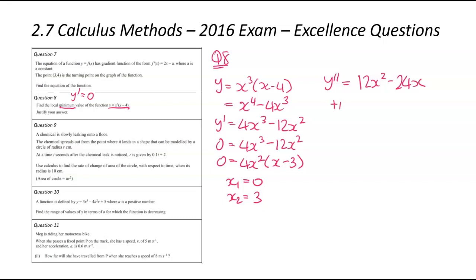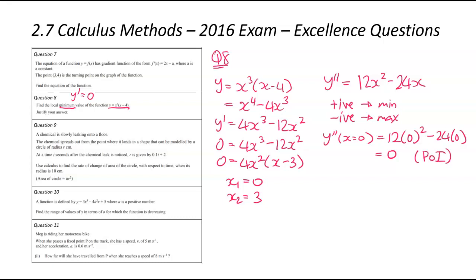Just a reminder, a positive second derivative tells us that we're dealing with a minimum, and a negative second derivative tells us that we're dealing with a maximum. So let's say y'' when x is equal to 0, that's going to be equal to 12 times 0 squared minus 24 times 0. That comes to 0. So that is actually a point of inflection, and that's what we discussed with that possible third answer earlier. Let's now look for y'' when x is equal to 3.